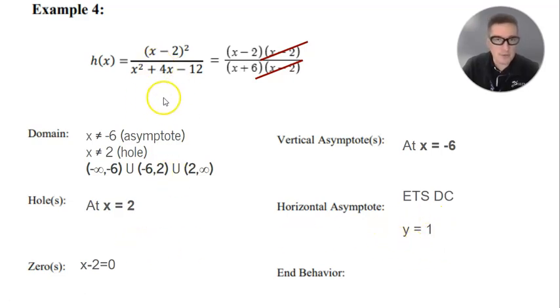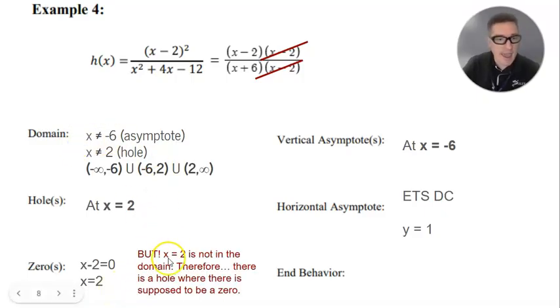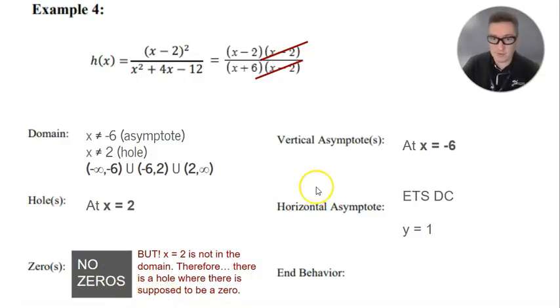Now, what about the zeros? Well, this is why we're doing this example. You got to be careful. You might say, hey, x minus 2 equals 0. That means I have a 0 at x equals 2. But, as stated in the domain, x equals 2 is not in my domain. Therefore, there is a hole where there is supposed to be a 0. So the correct answer for this is there are no zeros.